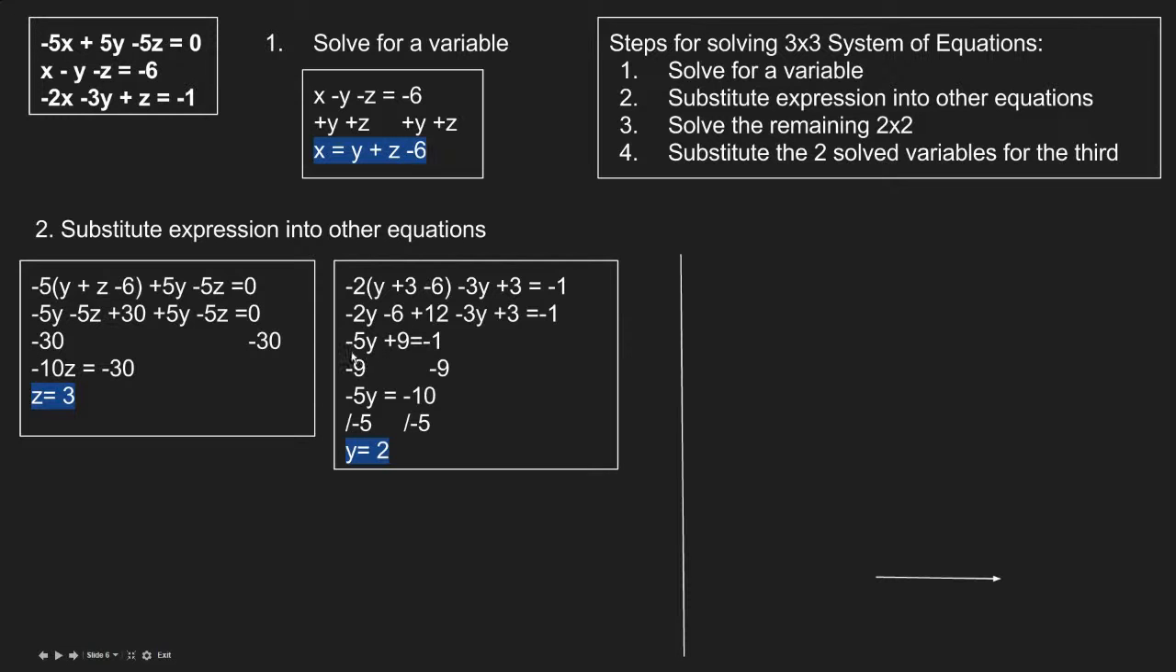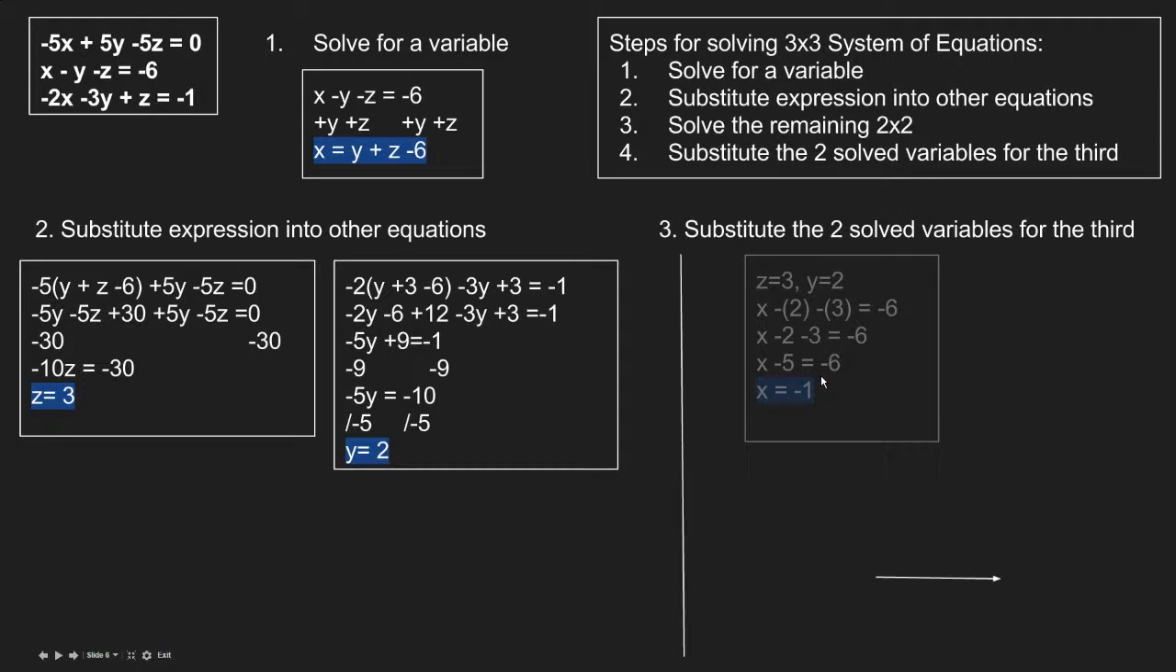So the negative 5y plus 9, you want to solve for y, so you're going to subtract 9 from both sides so you can isolate your variable, and you'll get negative 5y equals negative 10 because you subtracted 9, and you're going to divide by negative 5 on both sides. And when you divide negative 10 by negative 5, you get y equals 2. So now you have a z and a y. So you can skip that third step and go to the fourth one and substitute the two solved variables for a third. So you have z equals 3 and y equals 2.